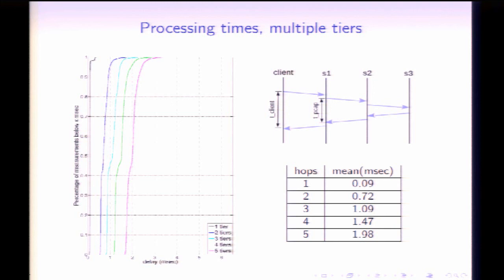Yeah, I have a question. There seems to be a big nonlinearity there. If you're just going to a single controller, it's in the tenth of a millisecond regime, and then all of a sudden you go to 2 controllers, you're out of the tenth of a millisecond to closer to a millisecond. And then it looks linear from there. So I'm just wondering where this big jump between hops 1 and 2 comes from.